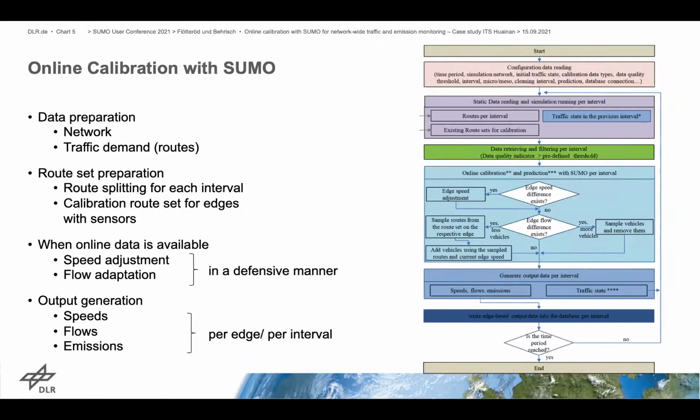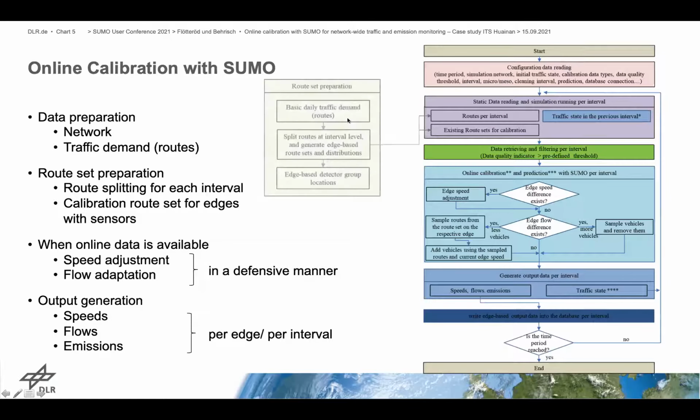Now to the online calibration part with SUMO. The processing diagram again is indicated on the right side. Before starting it, the network and the traffic demand preparation work need to be done. Accordingly, routes per interval and the route sets for calibration need to be prepared as well. And then we can start this process.